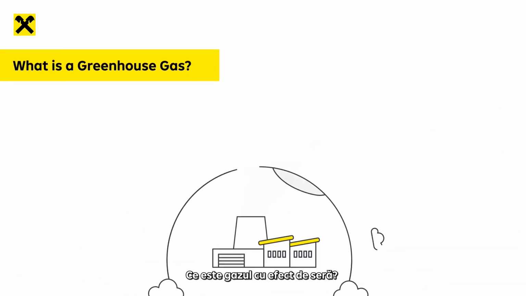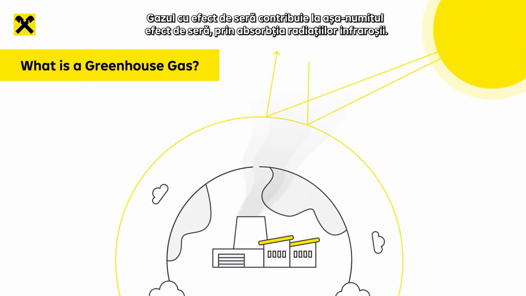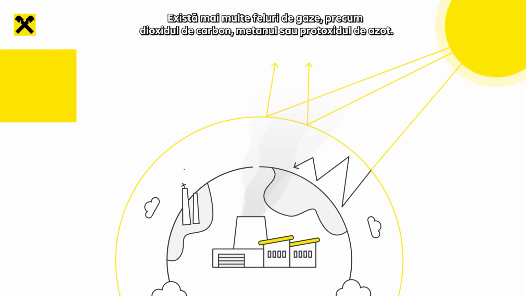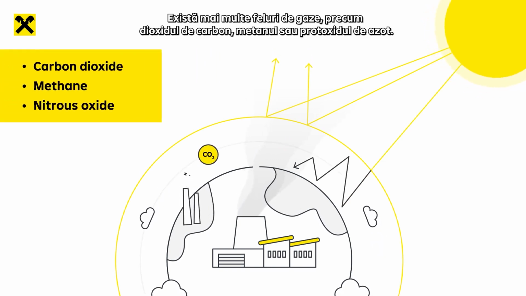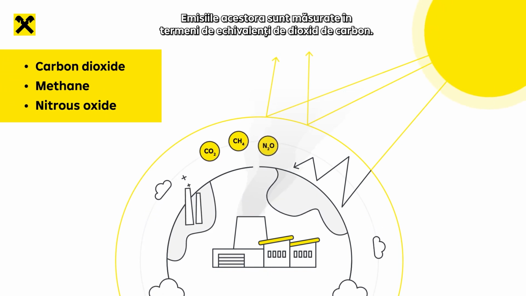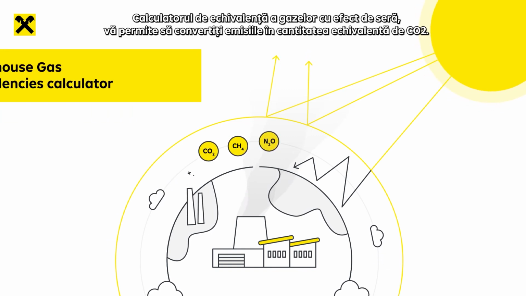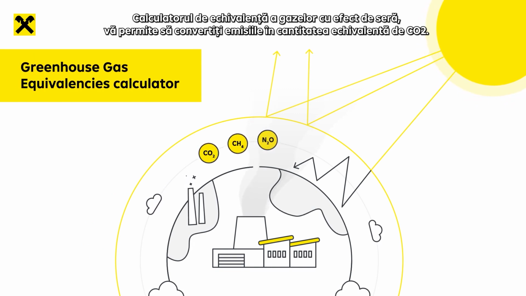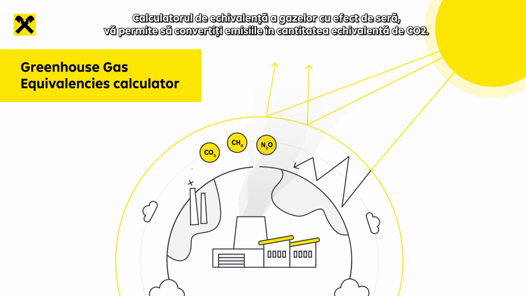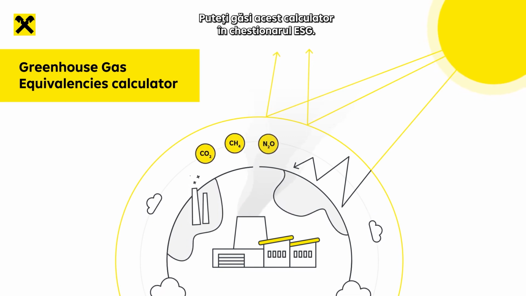What is a greenhouse gas? A greenhouse gas contributes to the so-called greenhouse effect by absorbing infrared radiation. There are several gases, like carbon dioxide, methane, or nitrous oxide. The emissions of these are measured in terms of carbon dioxide equivalents. The Greenhouse Gas Equivalencies Calculator allows you to convert emissions to the equivalent amount of carbon dioxide. You can find this calculator within the ESG questionnaire.